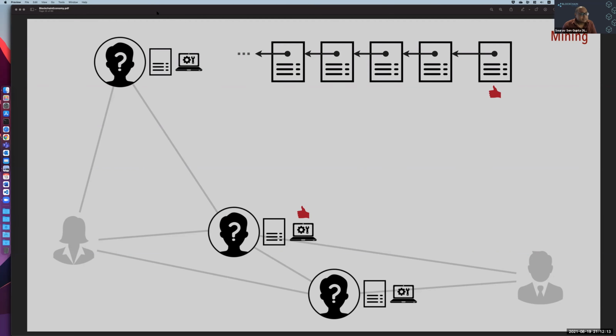Okay. All right. Here's a question. Who writes to this ledger? Who gets the priority to write on it? Suppose 5 of you want to write it. Who gets to write it?